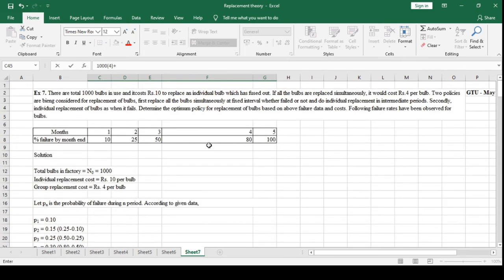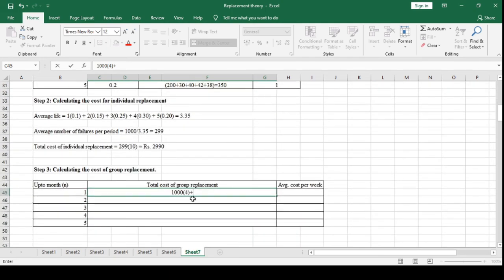But at the same time we will also need to calculate the individual replacement, as in the question it is given that two policies are being considered. First, replace all the bulbs simultaneously at a fixed interval whether failed or not, that is 1000 multiplied by 4, and do individual replacement in intermediate periods. Now we have to do that individual replacement also in intermediate periods.